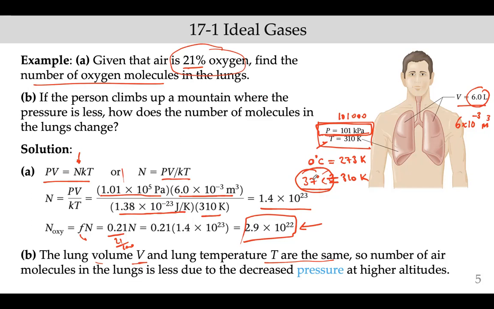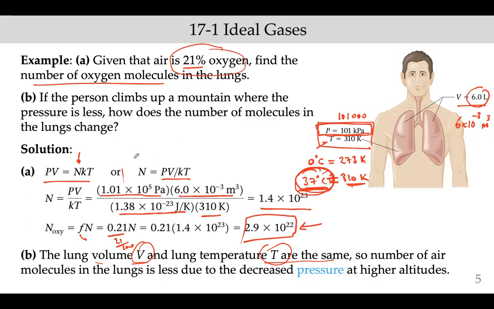The outside air may be colder than this, but when you breathe, and the air stays for a second in your lungs, its temperature rises to this value. So if you go up the mountain, even though the weather may be colder, when you breathe, your body temperature will heat up the air, so it will come again to this temperature. So then the volume and the T are the same. Okay, so the number of air molecules in the lungs is less due to the decreased pressure at higher altitudes.